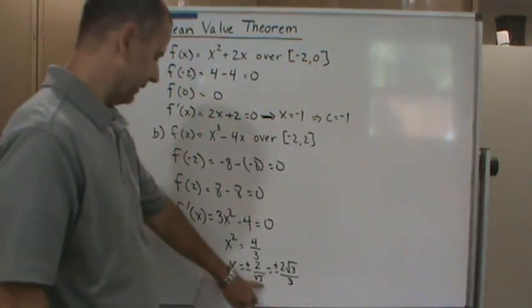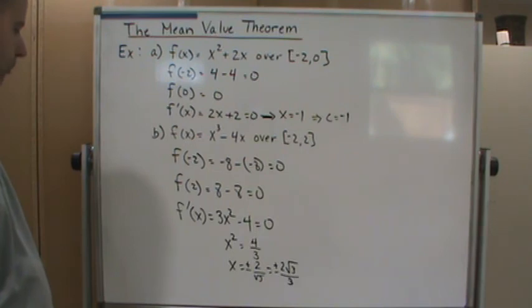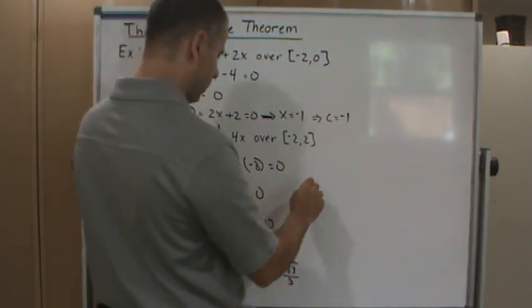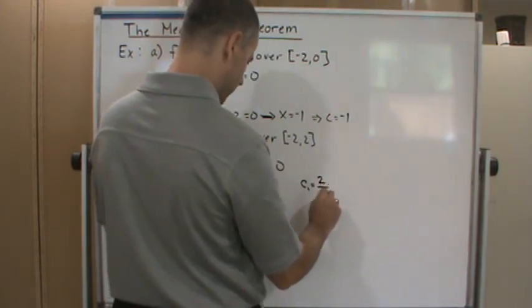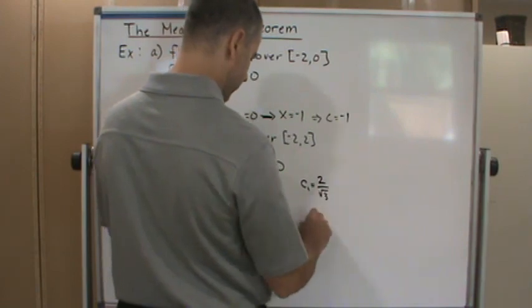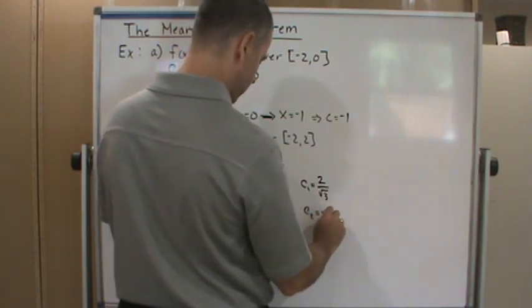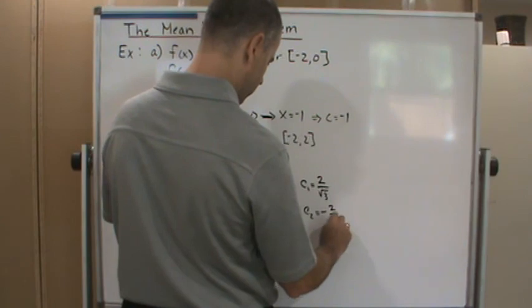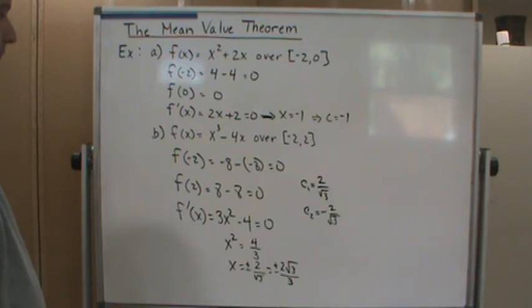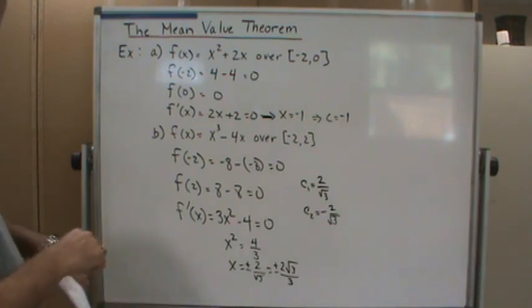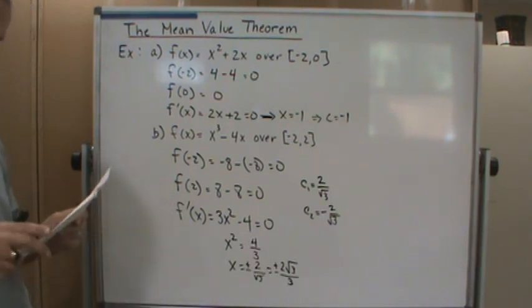If you leave it like this, that's fine. So there are two critical values. We found c1, which is equal to 2 over root 3, and we found c2, which is equal to negative 2 over root 3. And that's it. That's all they wanted you to do.